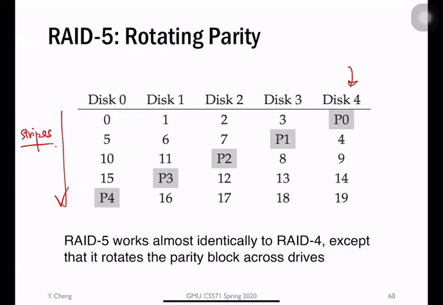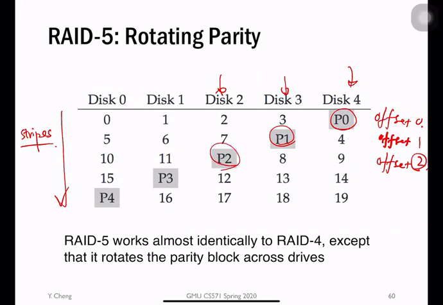Okay, so the parity for the first stripe is stored at offset 0, and the parity data for the second stripe is stored at disk 3. So this is offset number 1. You apply the same strategy for the third, offset number 2, where the parity chunk is stored at disk number 2. And the same for P3 and P4. You basically use this policy to implement this rotating parity mechanism, okay?